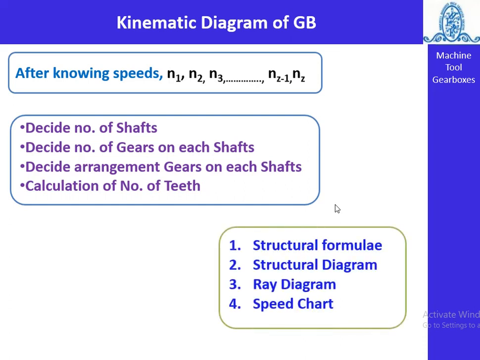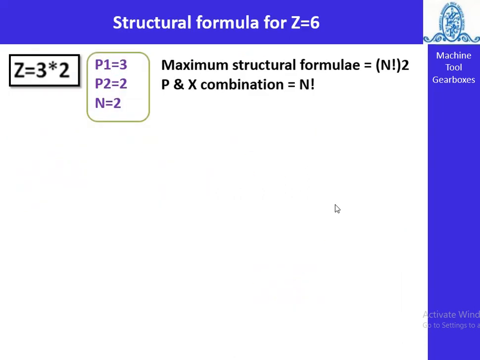Then we will see how to draw a structural formula, how to draw a structural diagram, and how to draw a ray diagram and speed chart. We'll see them one by one. So first is the structural formula for Z equal to 6. As in the previous video, as I told you, 6 is to be split up into 2 or 3 factors. So here Z is split up into 2 and 3. So 3 twos are 6.